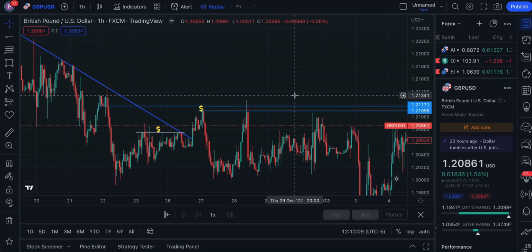We need to trade during kill zone sessions. We need to correlate our pairs together. We need to trade with the trend or the institutional order flow. So all of these are very important in developing your technical analysis skills.